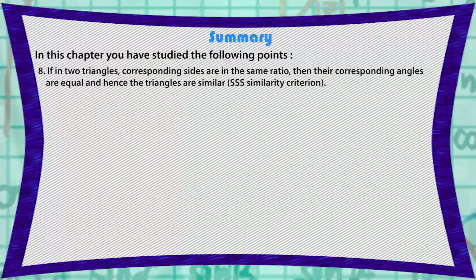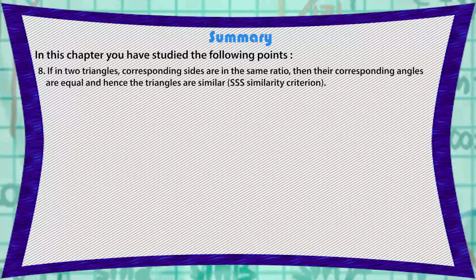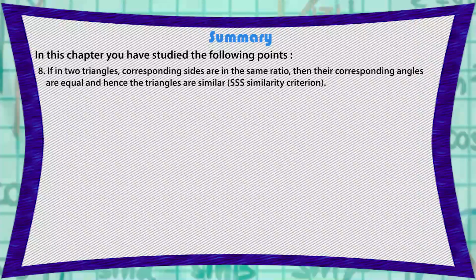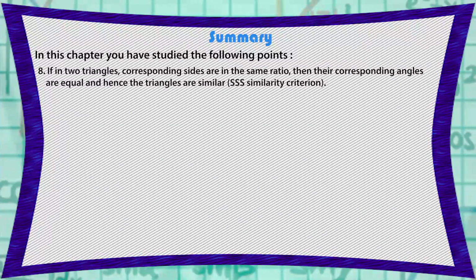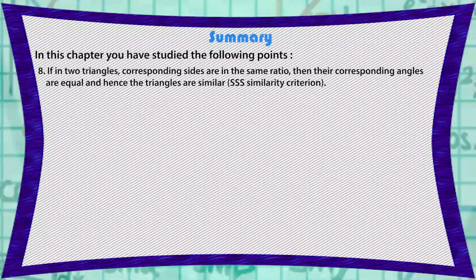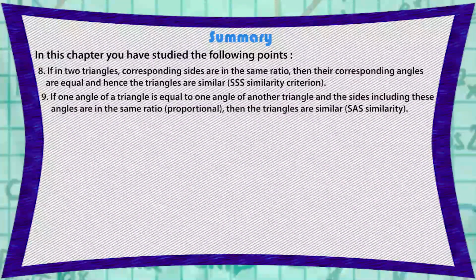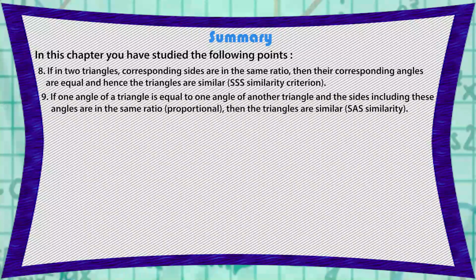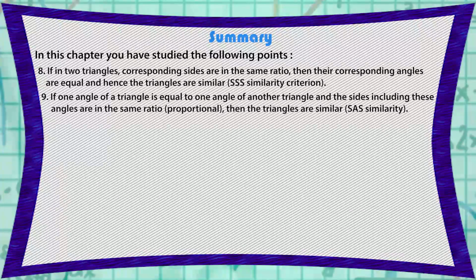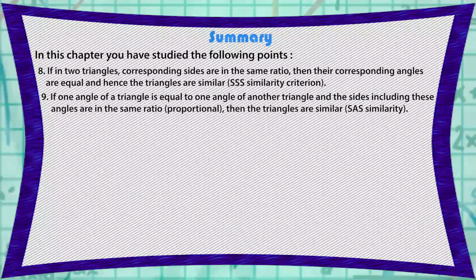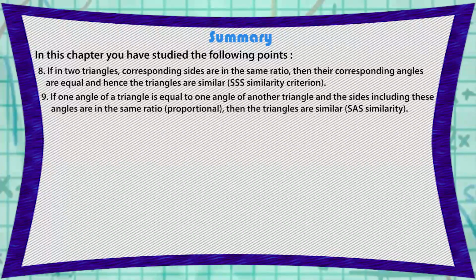Side, side, side similarity criterion. If in two triangles, corresponding sides are in the same ratio, then their corresponding angles are equal and hence the triangles are similar. Side, angle, side similarity criterion. If one angle of a triangle is equal to one angle of another triangle and the sides including these angles are in the same ratio or proportion, then the triangles are similar.